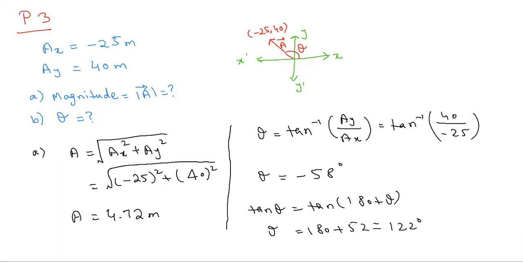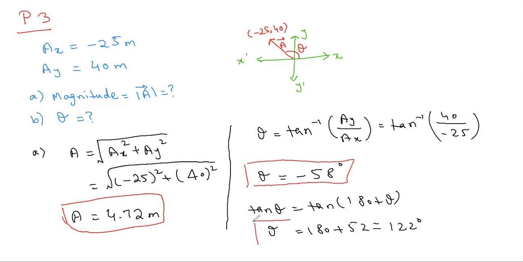So these are our right answers. The magnitude is 47.2 meter, and the angle theta, whether it is minus 58 degree or 122 degree, both angles are equivalent. And so this is our first problem.